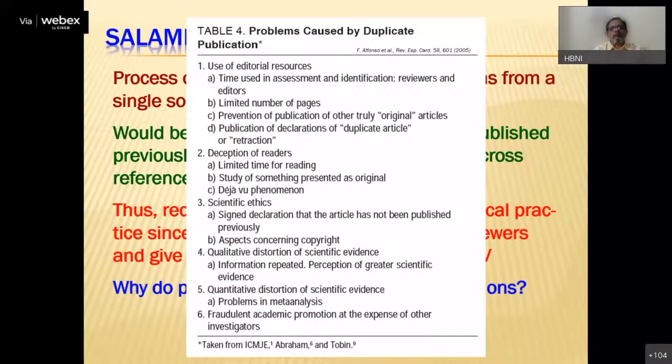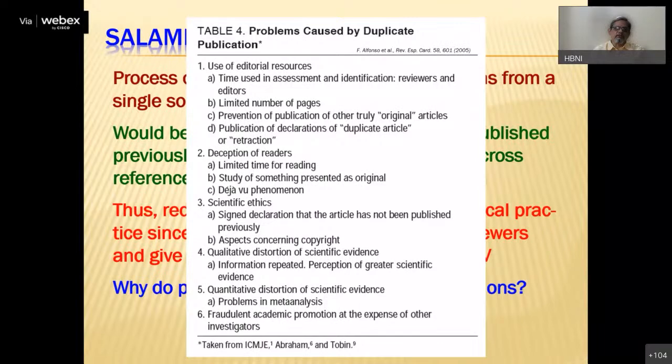And what could be the problems caused by these duplicate publications? This I have already said: use of editorial resources, the time which goes into that. Journals have a limited number of pages, and you are using up those pages where some other truly original article could have been published. Then again, you have to publish a declaration that this is a duplicate article or it has to be retracted. So that again takes space. And then the readers, who are the audience for your paper, get deceived. They have limited time for reading, and you're presenting something as an original idea.